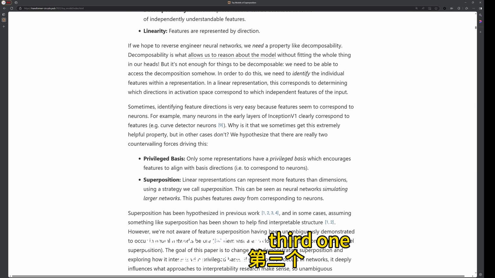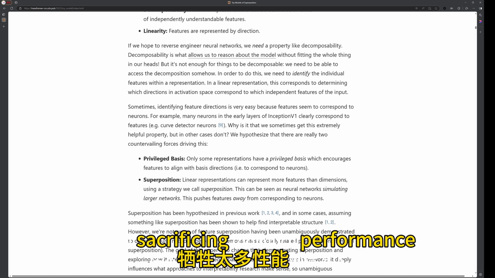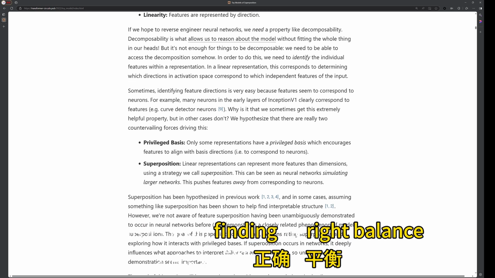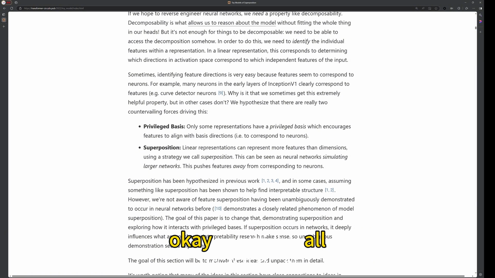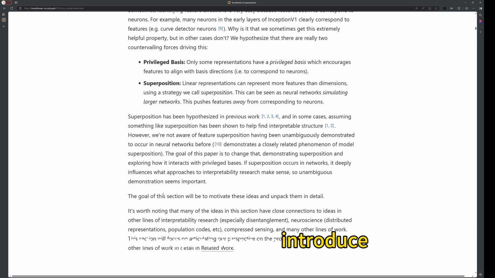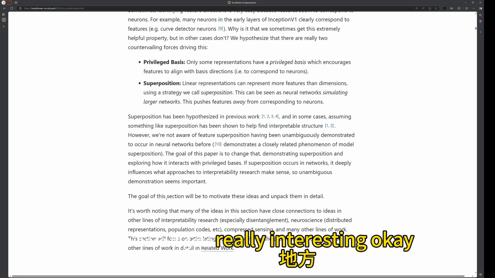Yeah, so that's the third one. Maybe we can reduce superposition during training without sacrificing too much performance, and then use decoding techniques afterwards. It's about finding the right balance. Exactly. Now, this has all been focused on models without a privileged basis. So what happens when we introduce one? Yeah, that's where it gets really interesting.